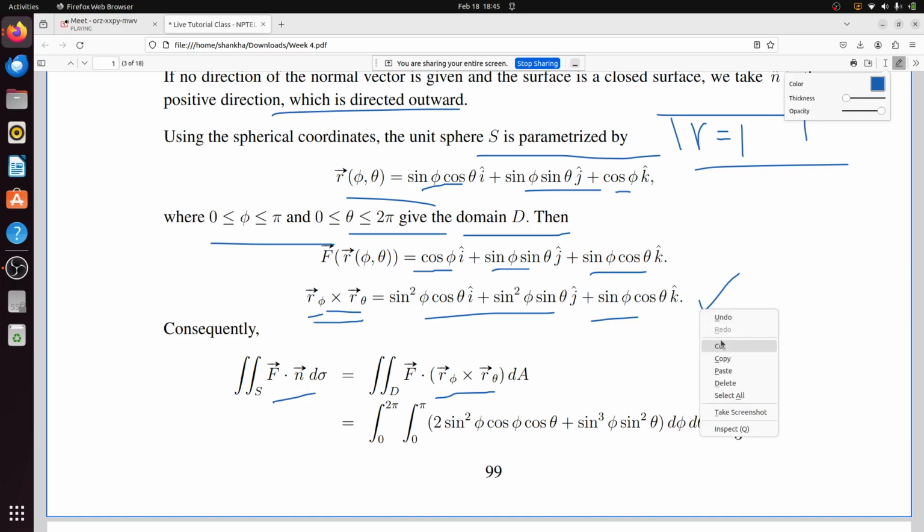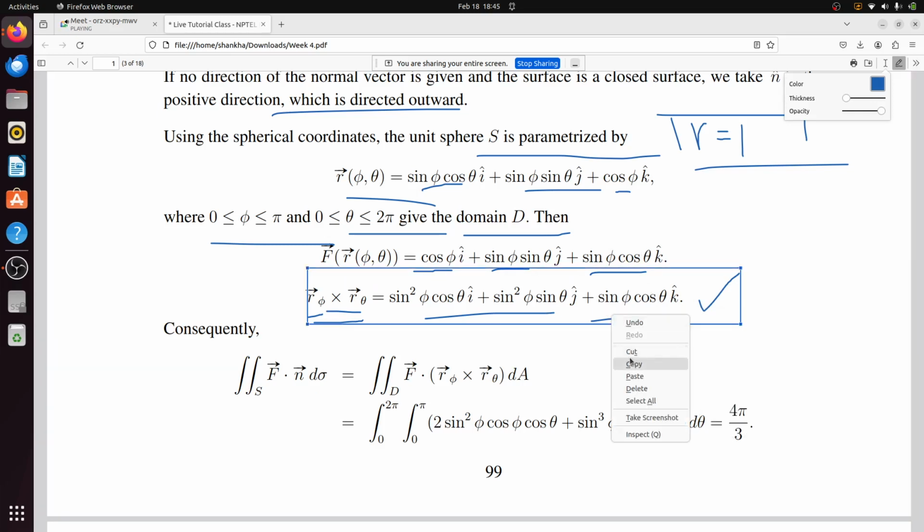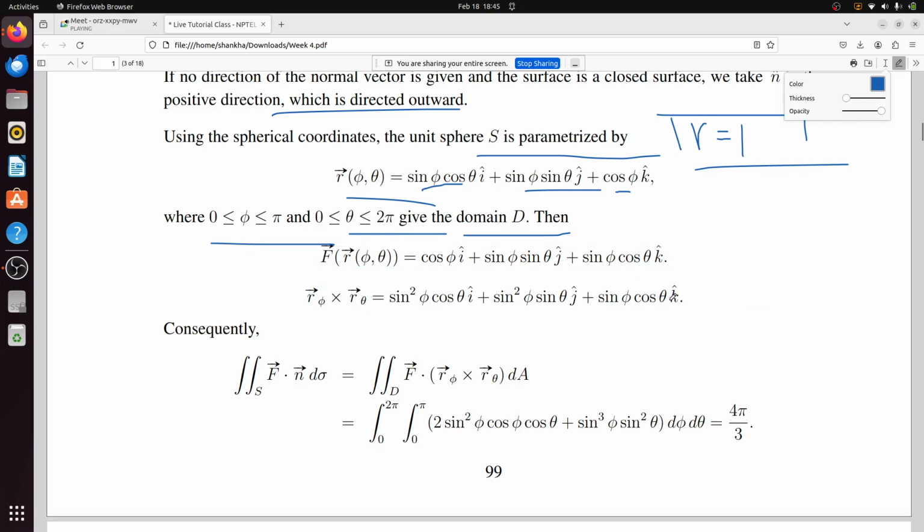Priyanka, you are right, it is sin phi cos phi. Okay, this is sin phi. Very good. So this is sin phi cos phi k cap.